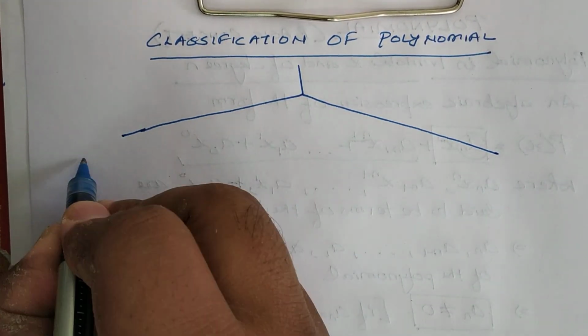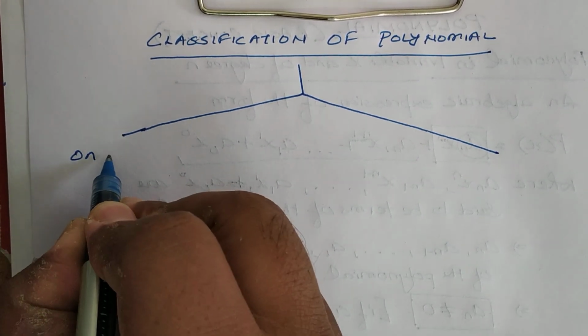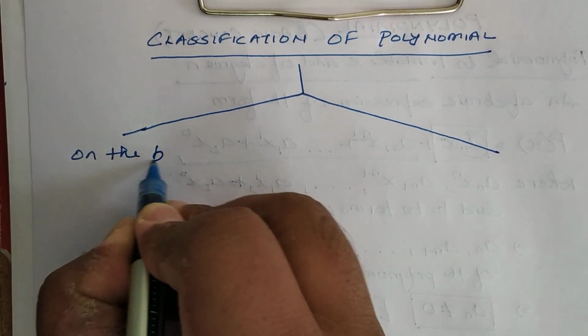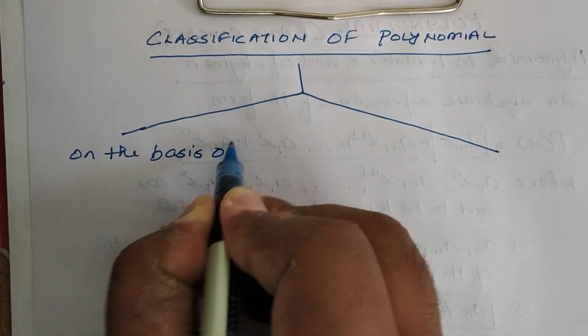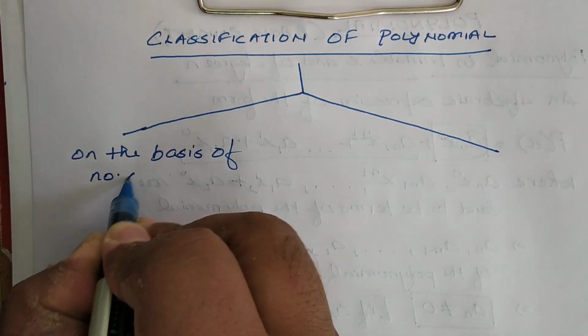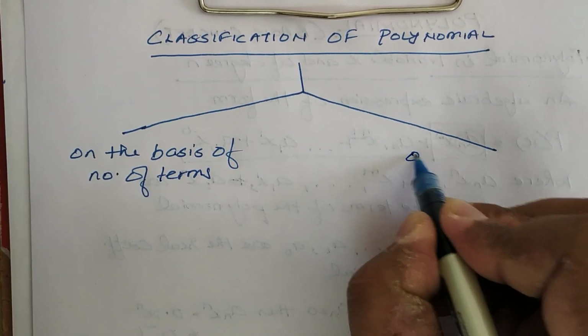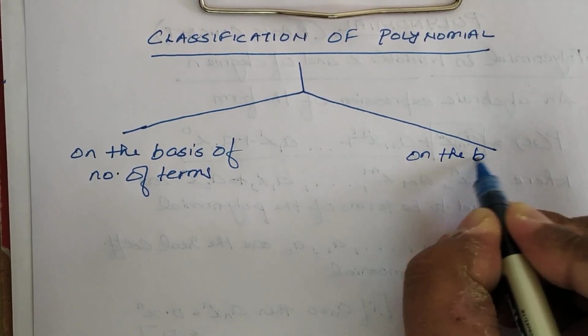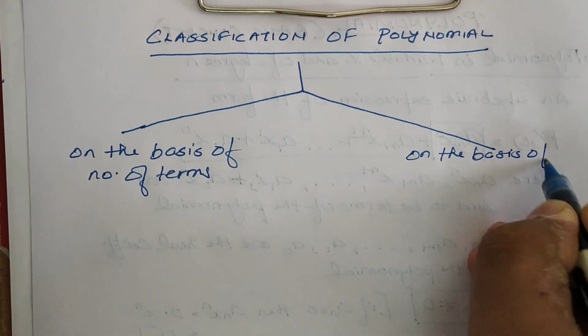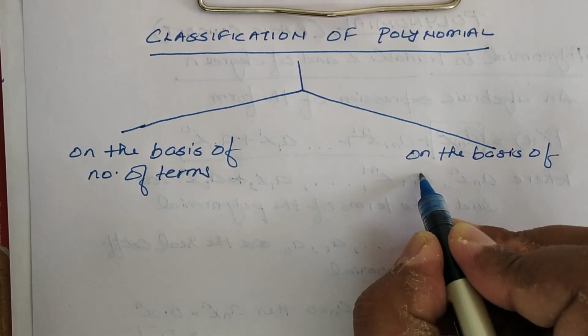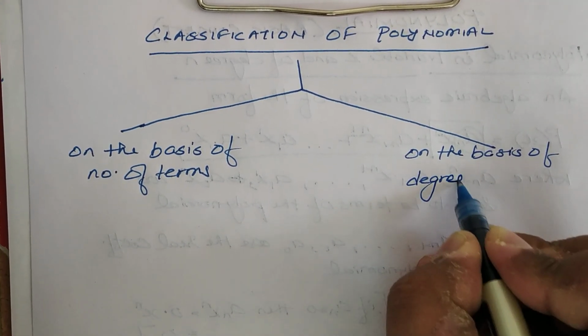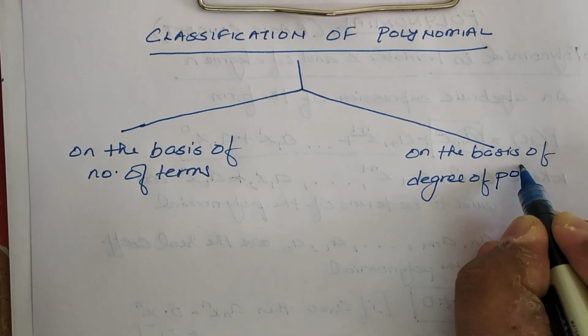One, on the basis of number of terms. Second, on the basis of degree of polynomial.